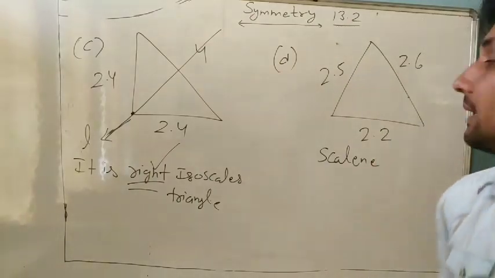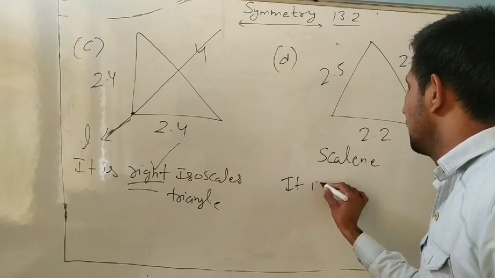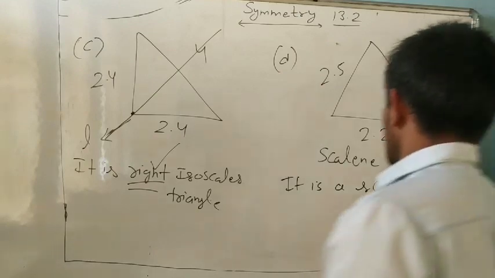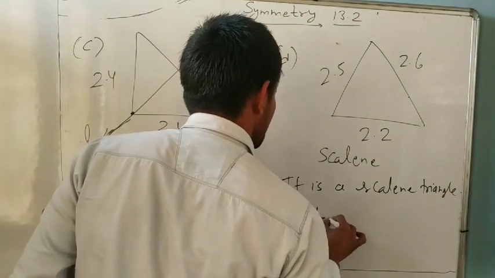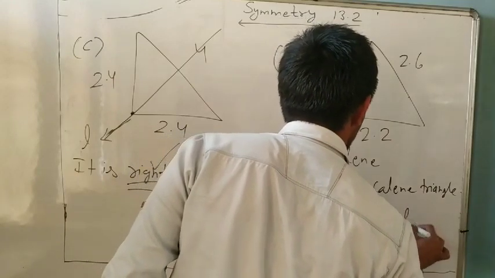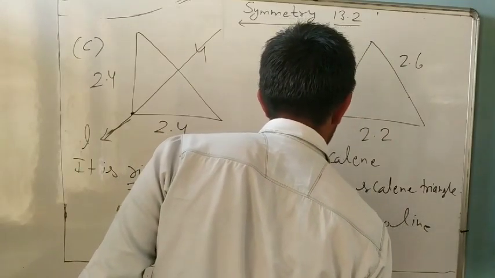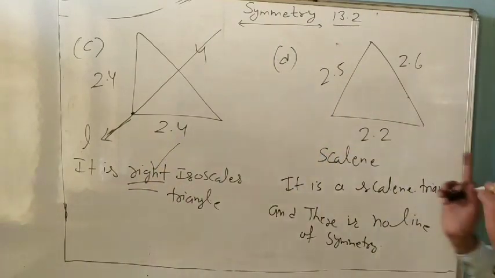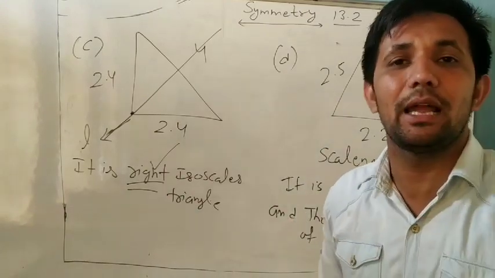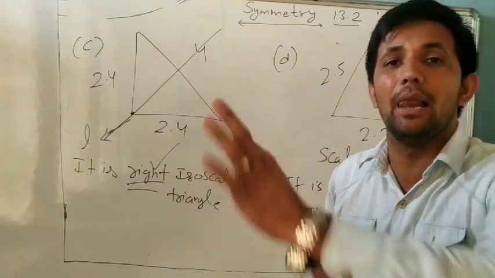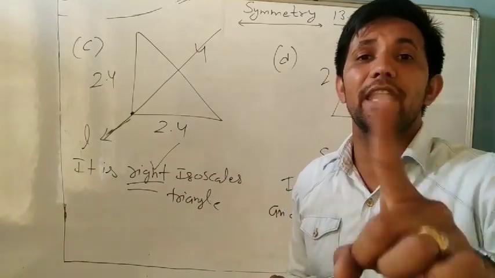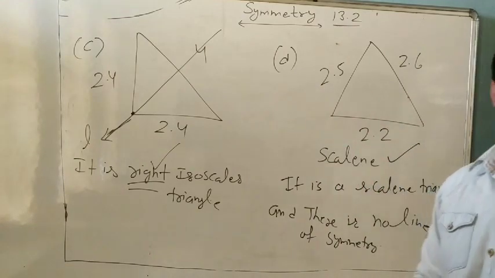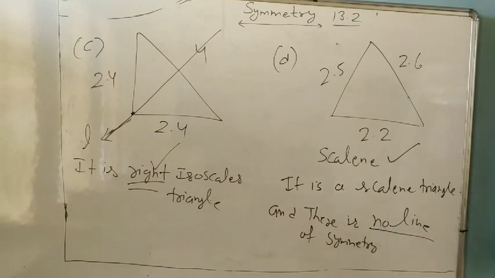So always remember, it is a scalene triangle and there is no line of symmetry. Remember this, because in the third question I am asking you to give one example which has no line of symmetry. So what example will you give? Sir, a scalene triangle. In a scalene triangle, no line of symmetry.